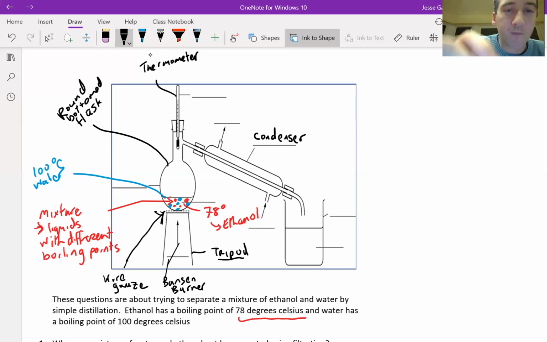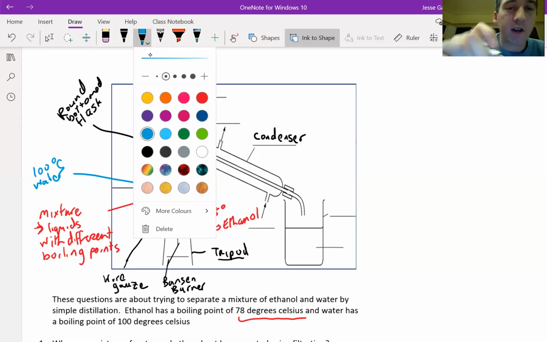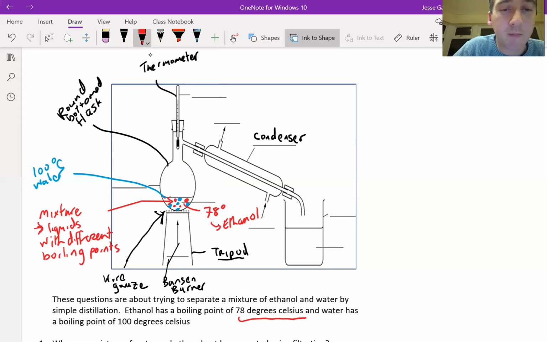So what's going to happen here is when we heat the mixture, eventually we're going to get to a temperature of 78 degrees. Not a lot's going to happen until we get to 78 degrees. And then when we hit 78 degrees, the ethanol is going to start to boil because we have reached its boiling point. At that point the ethanol particles are going to evaporate. They're going to spread and move up towards the top of the flask. When they get to the top, they're going to enter the arm and move into the condenser.